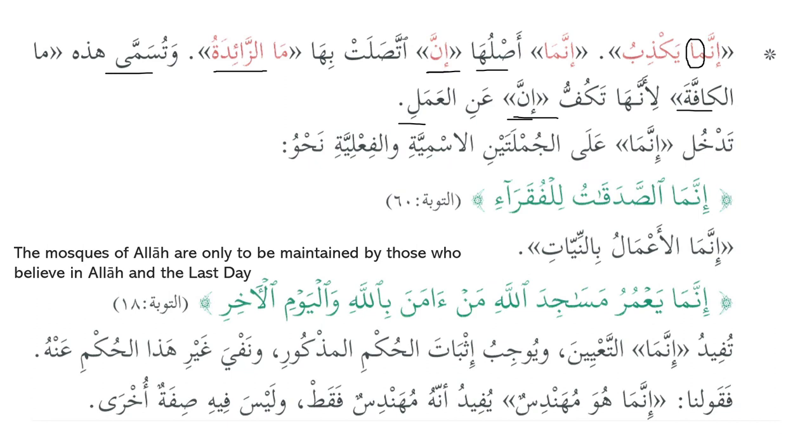تدخل إنما على الجملتين. It enters on two types of sentences, the nominal sentence and the verbal sentence. نحو, for example, إنما الصدقات للفقراء. So indeed, the sadaqat are only for the poor people. As-sadaqatu, what kind of word is this? It's a noun, right? So it's a nominal sentence. As-sadaqatu will be mubtada and lil fuqara will be khabar. So as we have seen, it can be used with a nominal sentence.